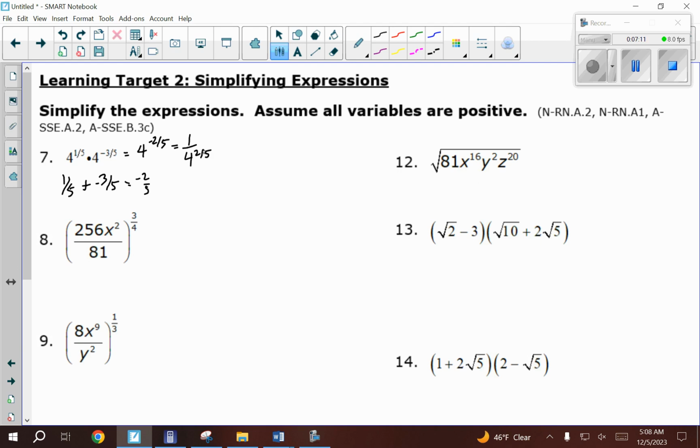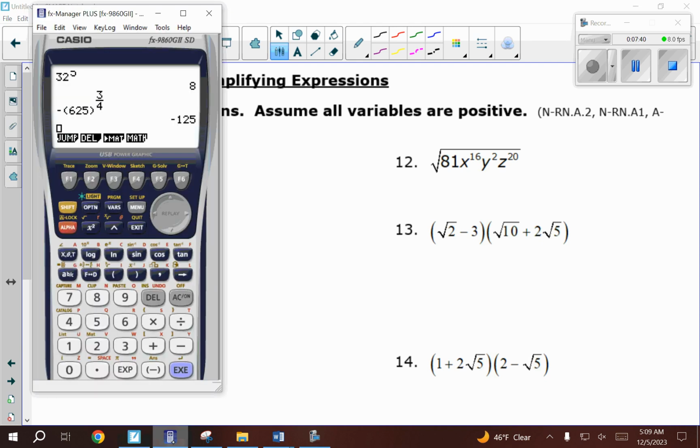Okay, next, we're going to go ahead and distribute the exponent. So remember, everything has an exponent. So we're going to take the 3/4 and multiply it to all exponents. So that's going to give us 256 to the 3/4 power. It's going to give us x to the 3/2 power. And at the bottom, you're going to get 81 to the 3/4 power. So always check your numbers in the calculator.